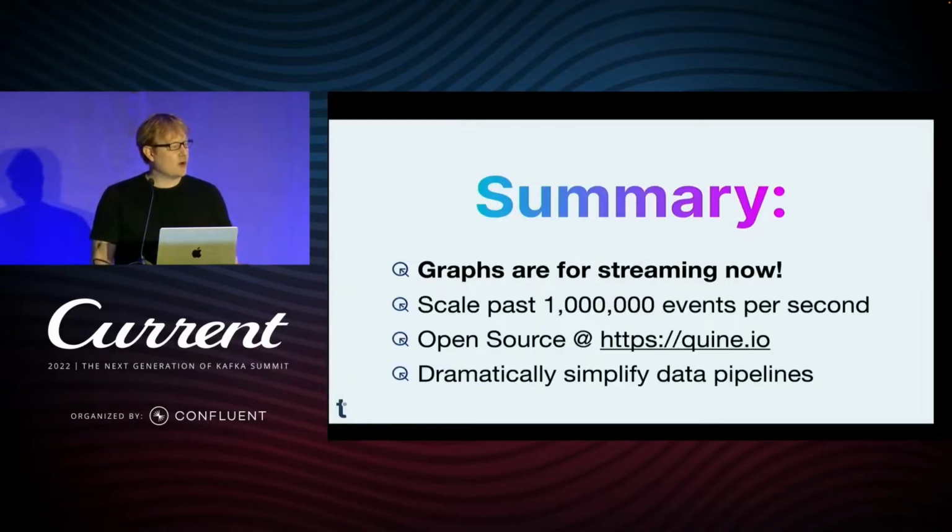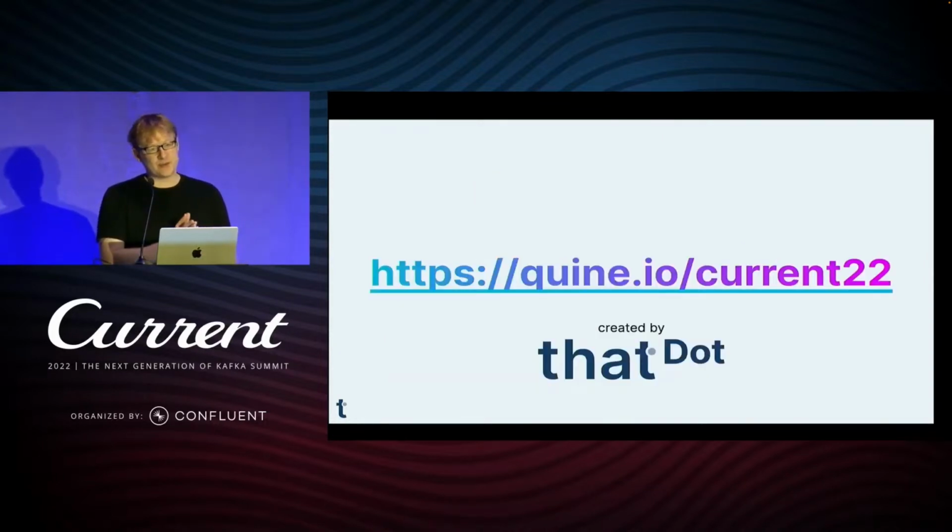So to summarize, one of the things I hope you'll take away from this, graphs have a history of being really interesting but too slow to use in streaming data pipelines. That changes now. Graphs are for streaming now. Quine has been tested beyond 1 million events per second, and we're just getting started. It's fast, it's very efficient, it's very cost effective, it can scale to huge data volumes, and it's free and open source. Go to quine.io, you can download it for yourself. It can dramatically simplify data pipelines. And we think it's a real game changer.